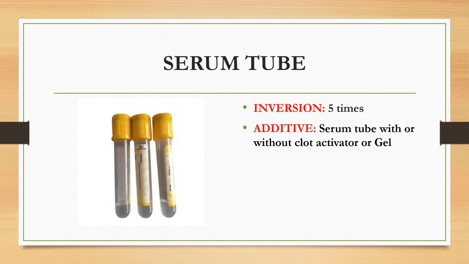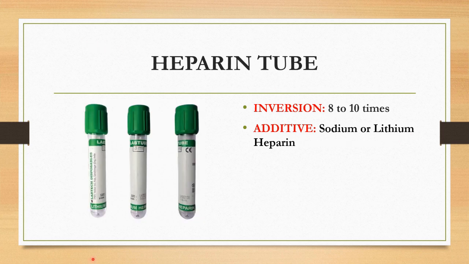The fourth one is the serum tube, which will be yellow in color. After taking the blood sample, you have to mix it 5 times, and this is also a serum tube with or without clot activator or gel. The fifth one is the heparin tube, which will be green in color. After taking the blood sample, mix it 8 to 10 times, and the additive present in the heparin tube is sodium or lithium heparin.